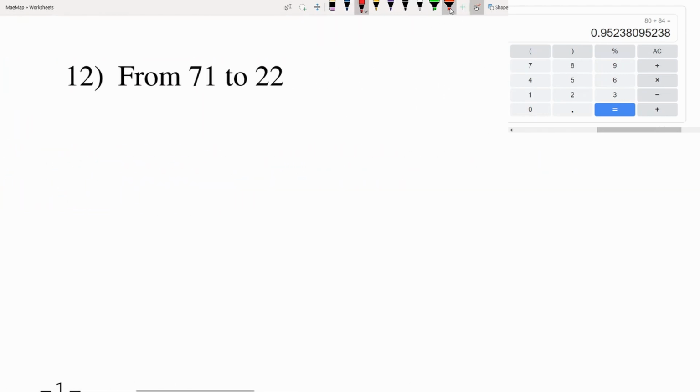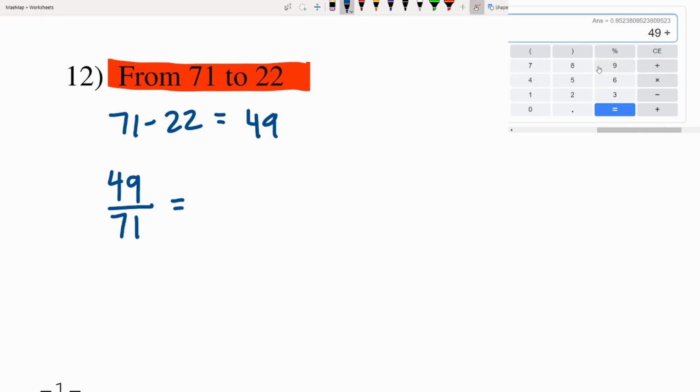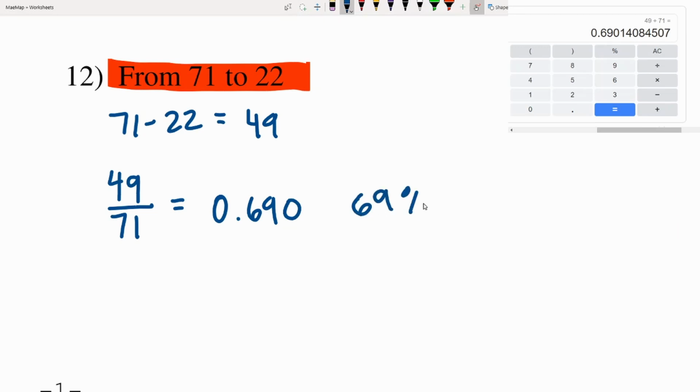71 to 22, again, that's a decrease. So taking 71, subtracting 22, we're going to get 49. So then, putting that change over our starting value, 49, dividing that by 71, is going to give us a decimal. And that decimal is 0.690. Changing that to a percent, 69% decrease.